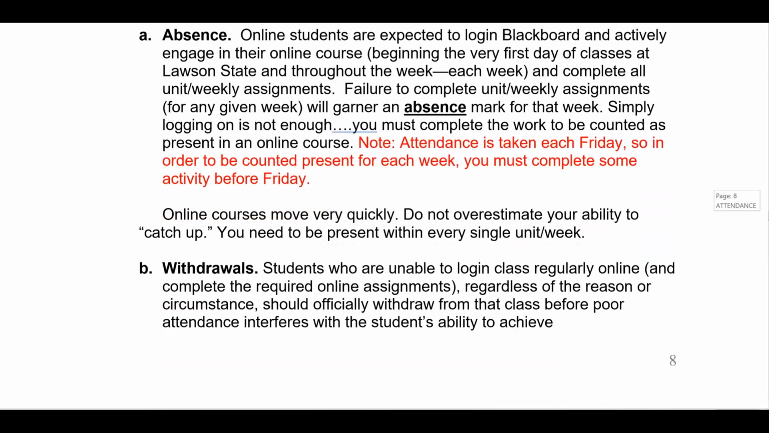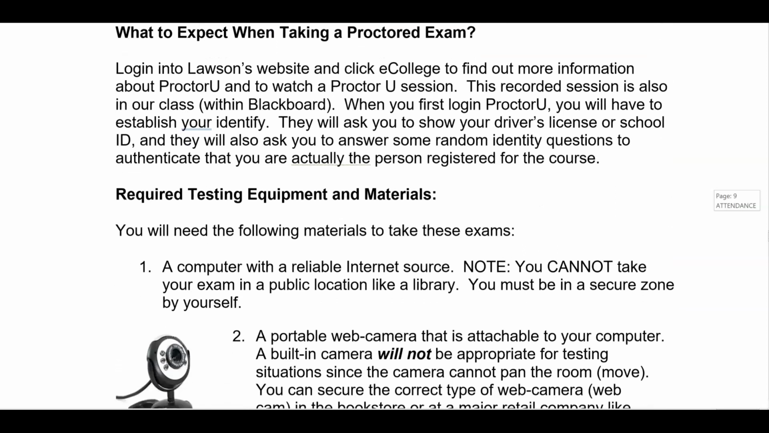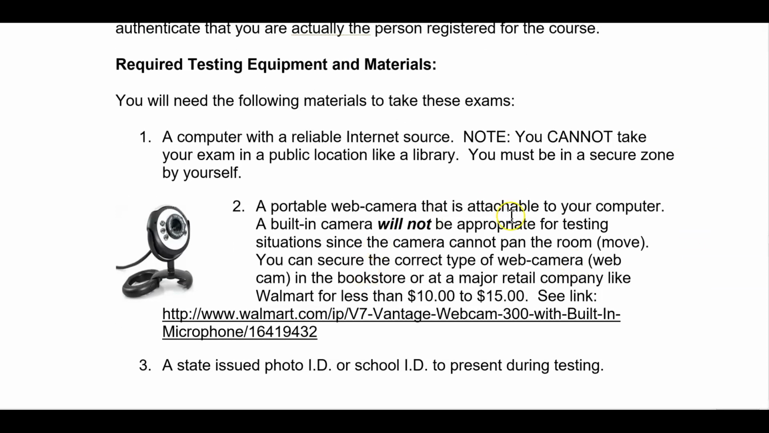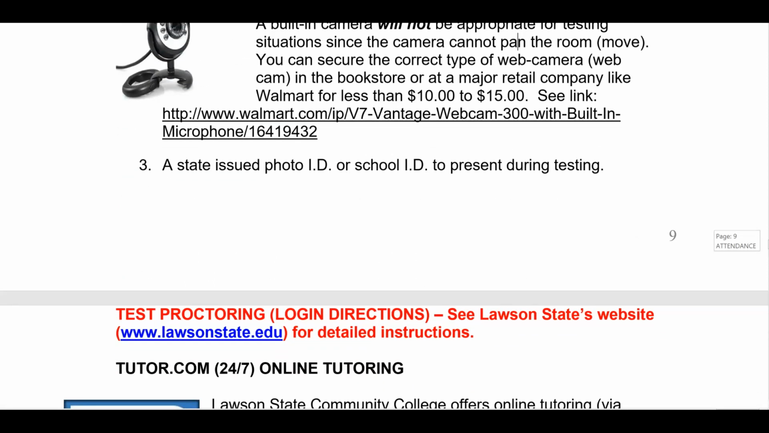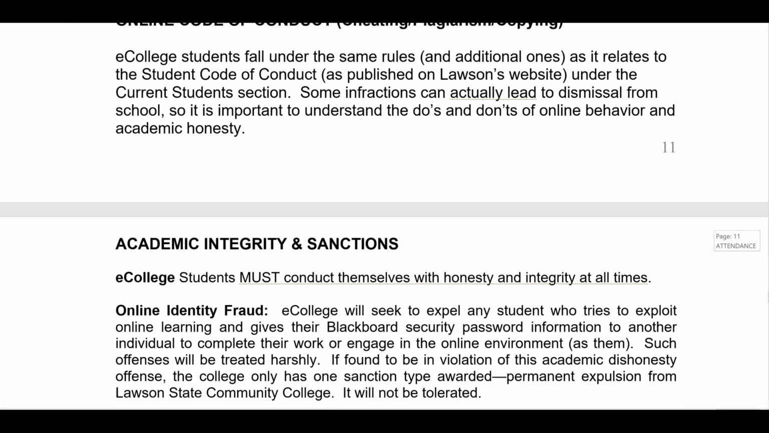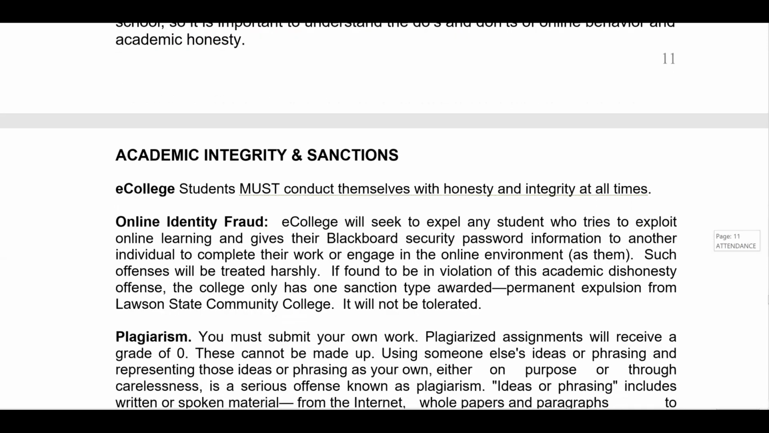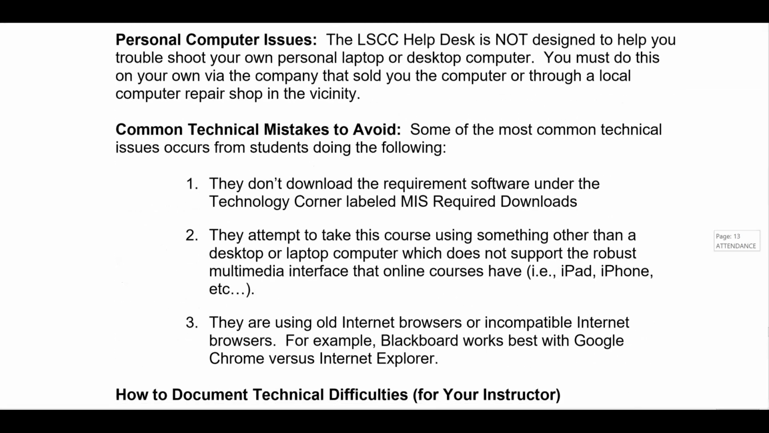Let me see if there's anything else important. Definitely the proctor information, you need to look at this because, for example, a computer with a reliable internet source is required. A portable web camera that is attachable to your computer is required. So you will have to go to Walmart to get an attachable web camera. A built-in camera will not be appropriate for testing situations. So you definitely will have to purchase that. A state-issued photo ID or school ID to present during testing is also required. You can also read the online code of conduct, academic integrity and sanctions. Please read all of this information so that you are aware of any penalties.